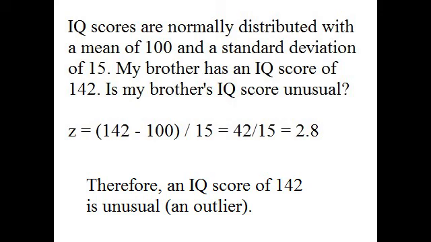That's our x. We plug that into the formula, so I have 142 minus the mean of 100, and then I divide that by the standard deviation of 15 to get a z-score of 2.8. That tells me my brother's IQ score is 2.8 standard deviations above the mean. Anything more than 2 standard deviations away from the mean is unusual, so an IQ of 142 is unusual.